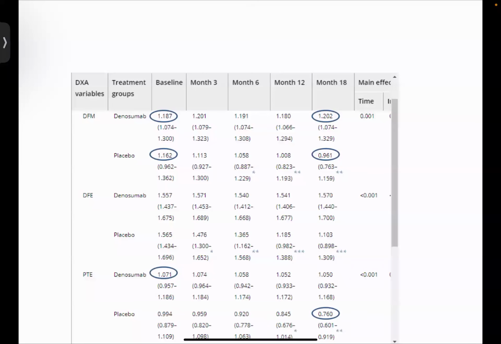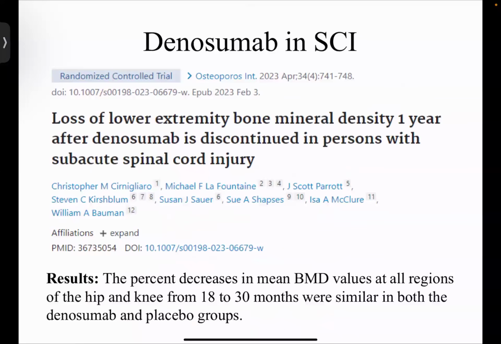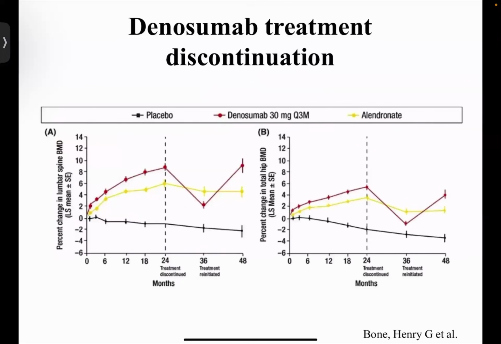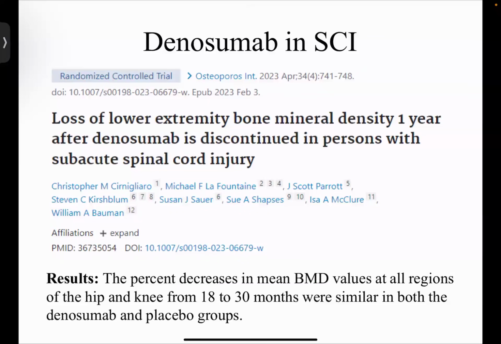The same group, they just followed up those patients and they published this study in 2023. They showed that in all the regions, the BMD, hip and the knee, at 30 months, they were similar to the placebo group. So again, what I told earlier in earlier slides, when they discontinued denosumab, they gave the last dose of denosumab at 12 months, and at 30 months the bone mineral density became almost the same as placebo.